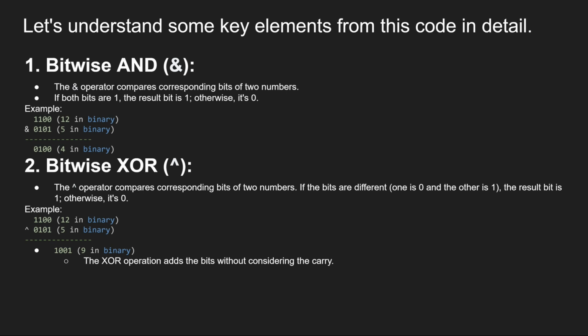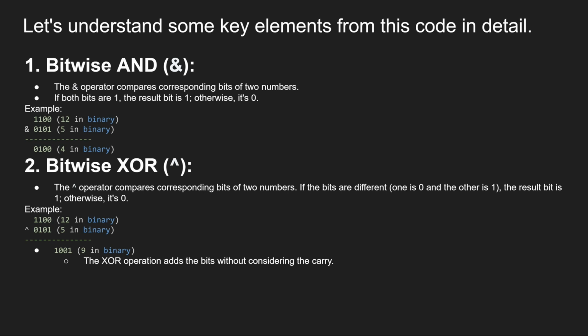The bitwise AND operation basically compares corresponding bits of two numbers. If both bits are 1, then the resultant bit is 1, otherwise it is 0. So if one of them is 0 and the other one is 1, then the bitwise AND is 0. If both of them are 0, then the resultant value is also 0.